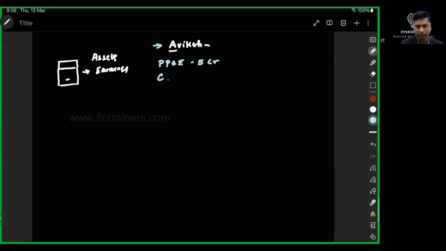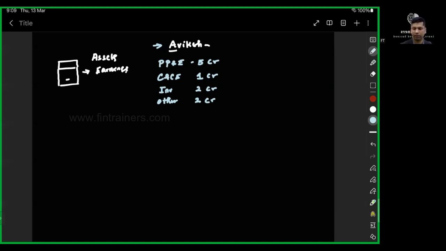You have some cash. What else are assets? Inventory, stock or inventory. And then maybe you have some intangibles, a little bit of other assets. We'll call this other, maybe 2. So it adds up to 10 crores of assets. Is this the value of the firm? What should I do now?